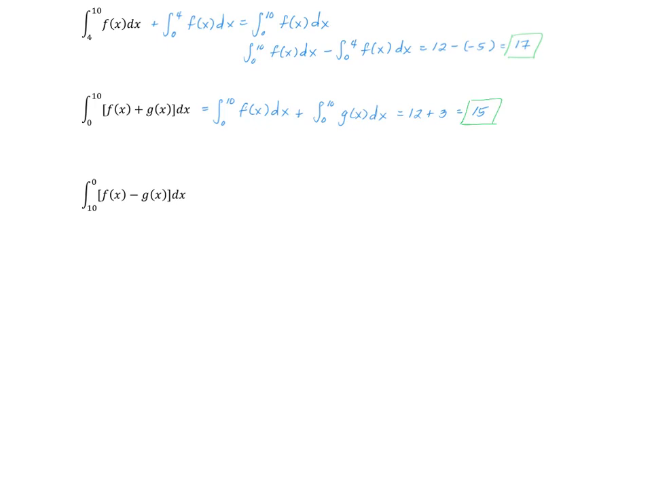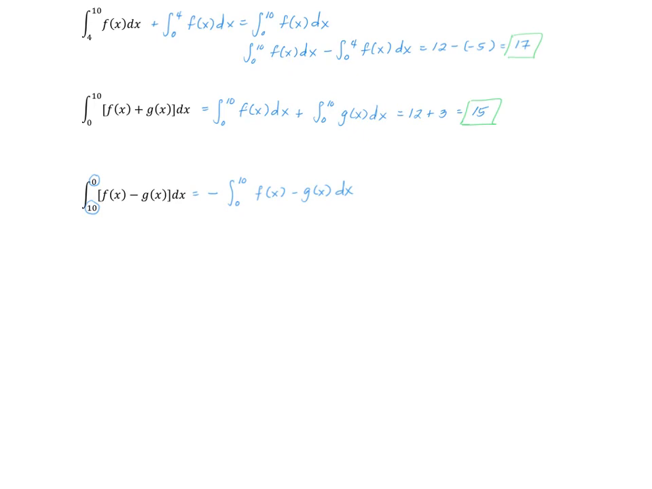In the last one, I'm doing f of x minus g of x, which is not really an issue, but notice my limits of integration. It goes 10 to 0, not 0 to 10. So the first thing I'm going to do is take the negative and switch the order on the limits of integration, 0 to 10, and this would be f of x minus g of x.